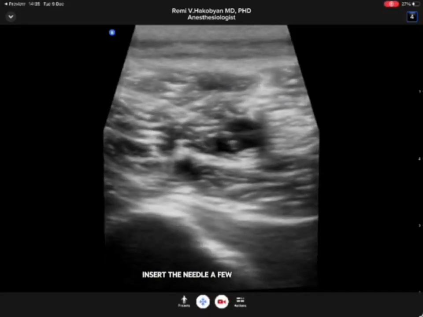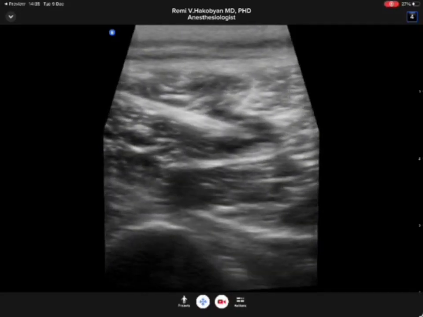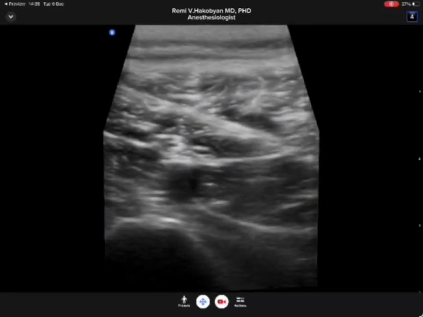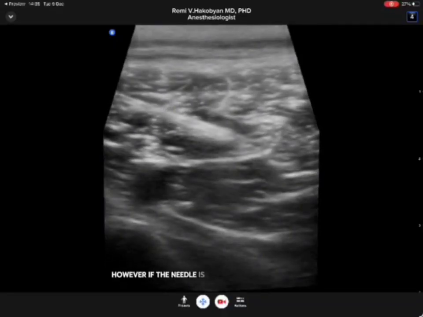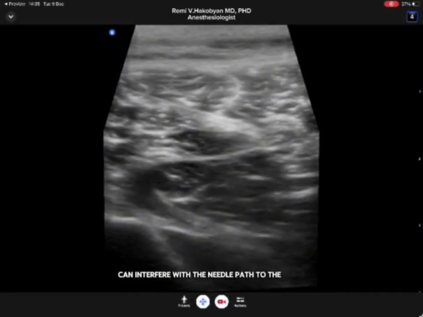Insert the needle a few centimeters away from the edge of the probe to allow for a shallower needle-probe angle and better needle visualization. However, if the needle is started too far laterally, the femur can interfere with the needle path to the nerve.